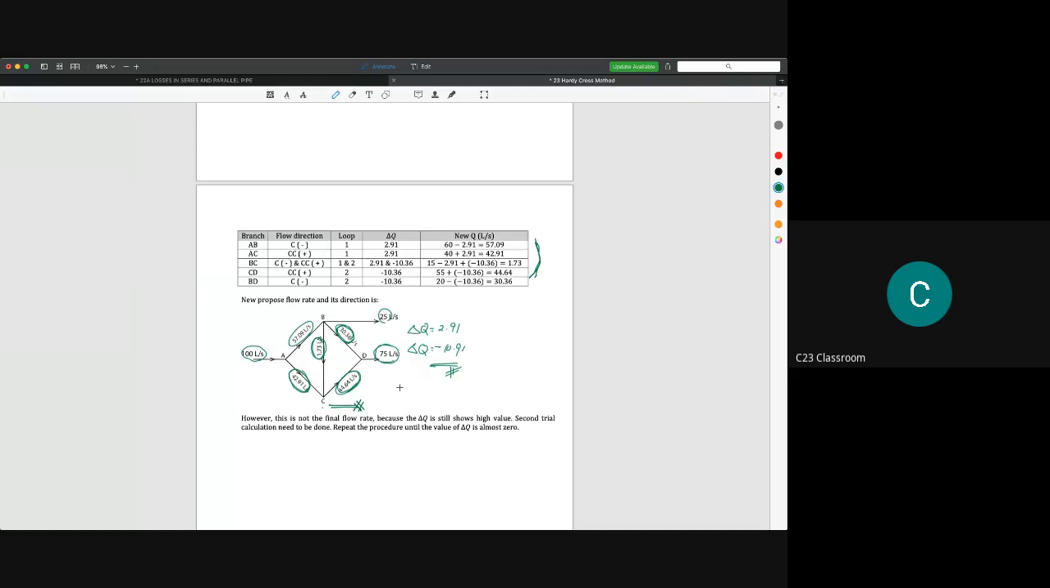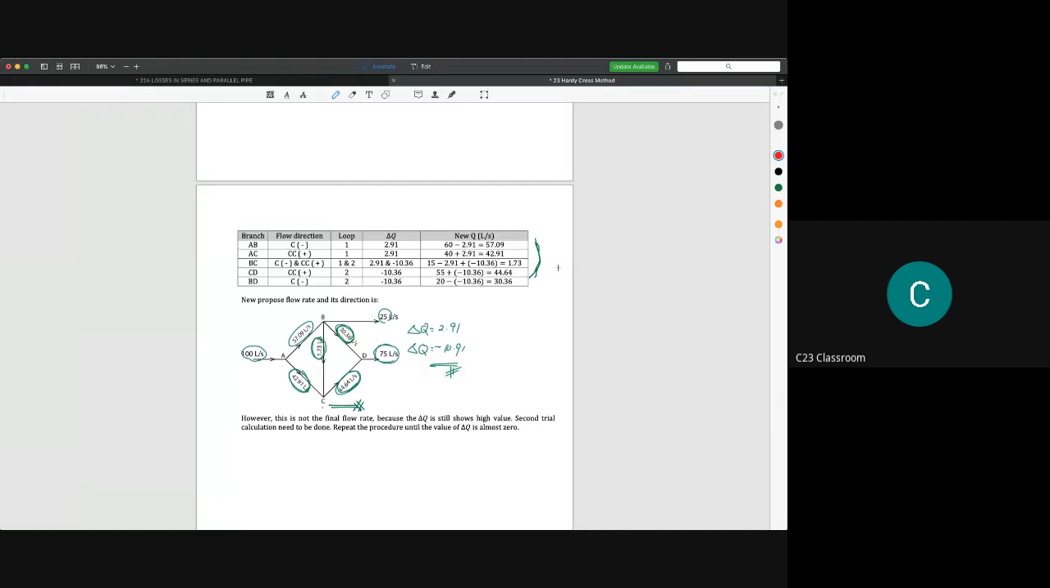Okay, cuma mungkin jawapan kurang tepat kerana delta Q makin besar. Okay, boleh faham ke? Untuk second trial, setelah awak propose, awak comparekan delta Q, kalau ada yang masih besar, so maknanya better untuk awak pergi ke third trial. Okay. Itu satu. Satu lagi ialah berkenaan dengan macam mana untuk kita tahu arah aliran kita terbalik.